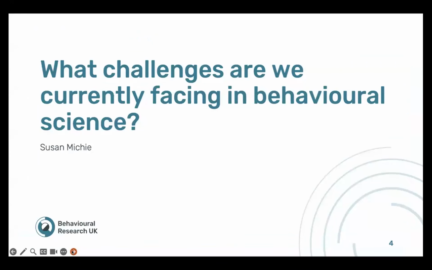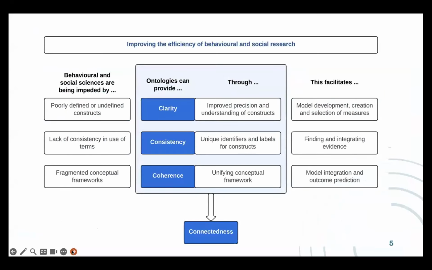So what challenges are we currently facing in behavioural science? I've highlighted 3 here. Behaviour and social sciences are being impeded, first of all, by poorly defined or undefined constructs. What ontologies can provide is clarity, by improving the precision and our understanding of constructs, so we know what we mean when we talk about particular constructs. And this facilitates developing our models and creating and selecting measures of what we want to measure.